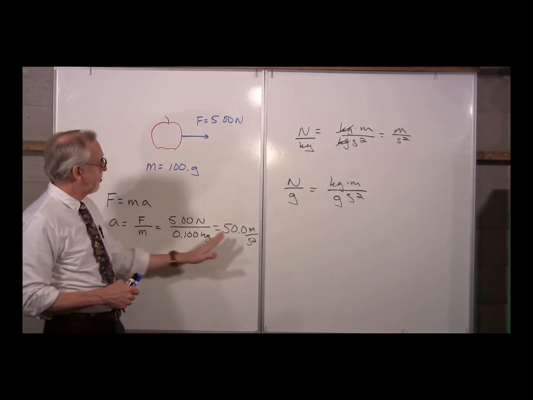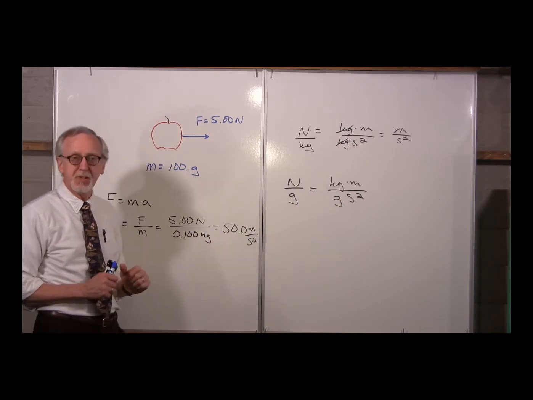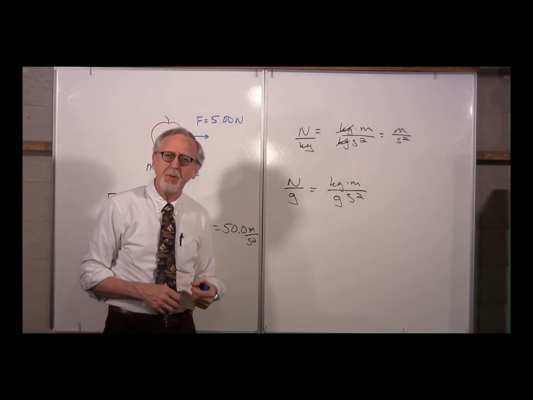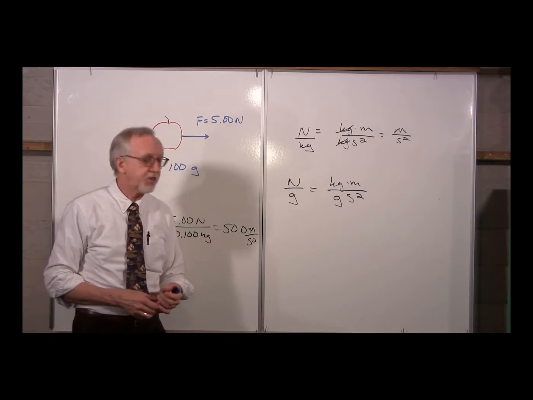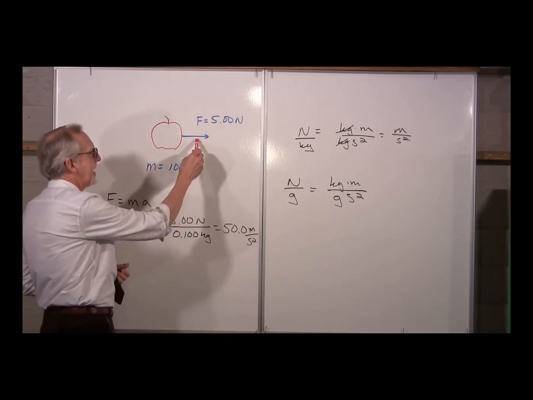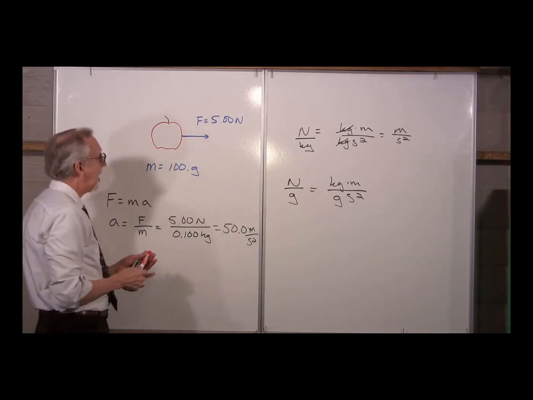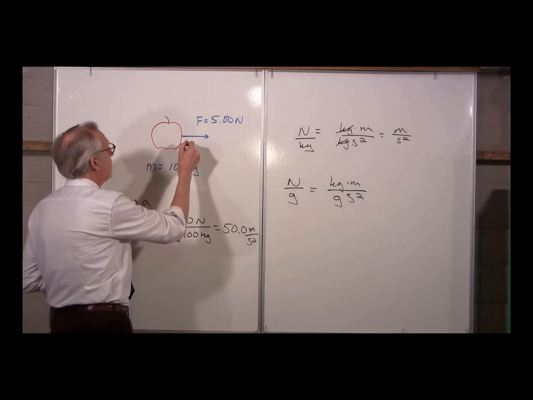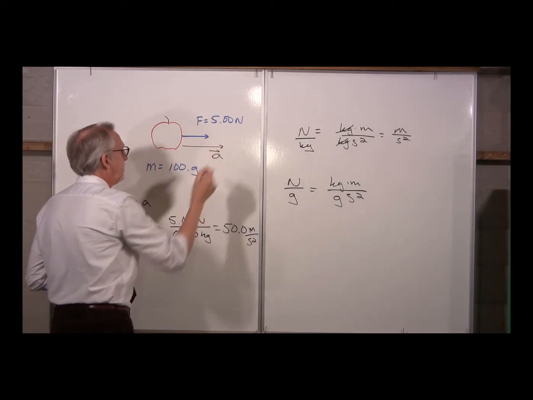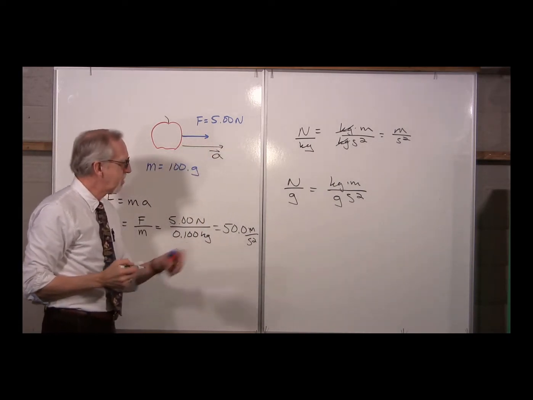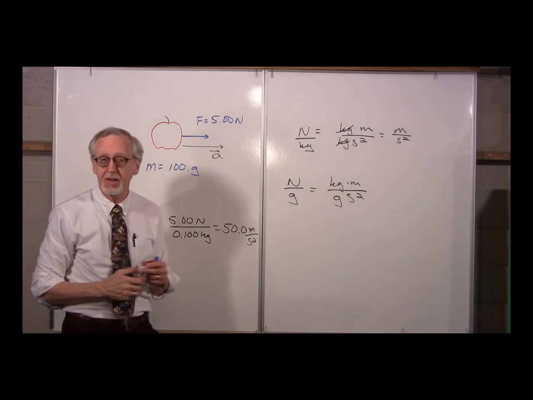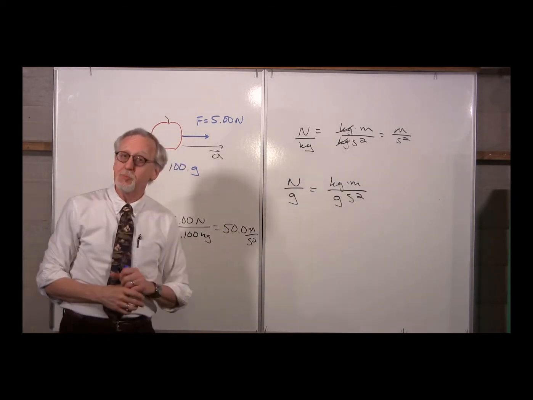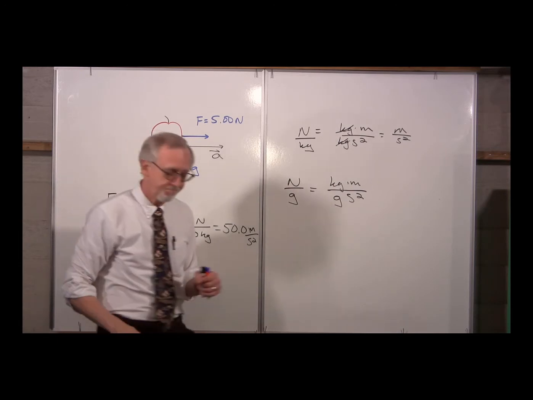All right, great. Well, there we go. So 50 meters per second squared, that's the acceleration of the apple. What's the direction of the acceleration? Well, the direction of the acceleration has to be the same as the direction of the force, and so we know the acceleration is going to be in the same direction with a magnitude of 50 meters per second squared.